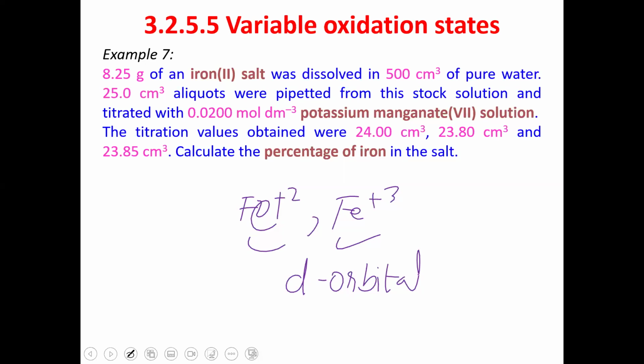D orbitals have vacancies. D orbitals are incomplete. Please go ahead. No, it's fine. Okay.